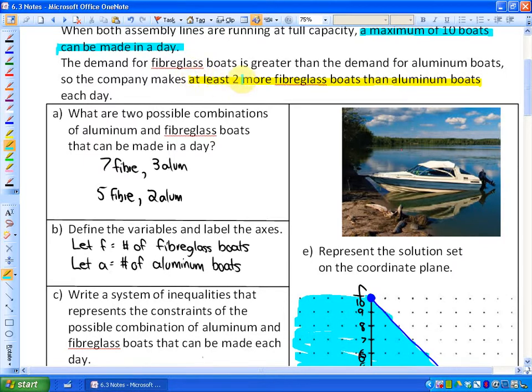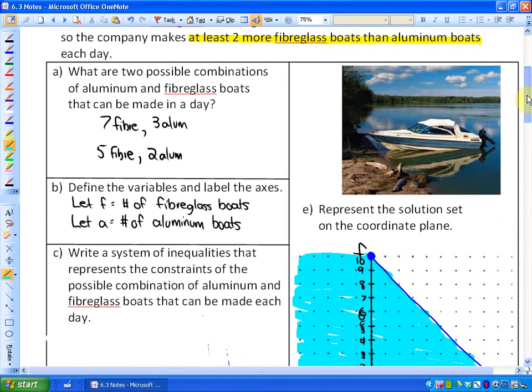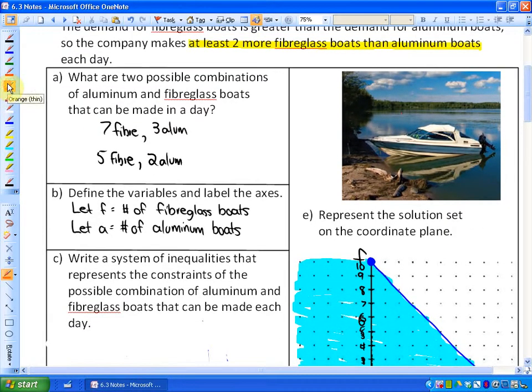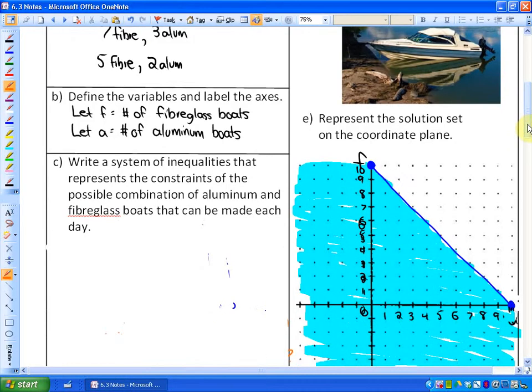So give me 2 possible combinations where there's exactly 2 more fiberglass boats than aluminum boats. And there's lots of possible combinations. So exactly 2 more fiberglass boats than aluminum boats. Here's a possible combination right here, because that would be no aluminum boats and 2 fiberglass boats. So that's exactly 2 more fiberglass boats than aluminum boats. Here's another point where there's exactly 2 more fiberglass boats than aluminum boats. There's 3 fiberglass boats and 1 aluminum boat. Or here's another one. As you can see, you only need 2 points.